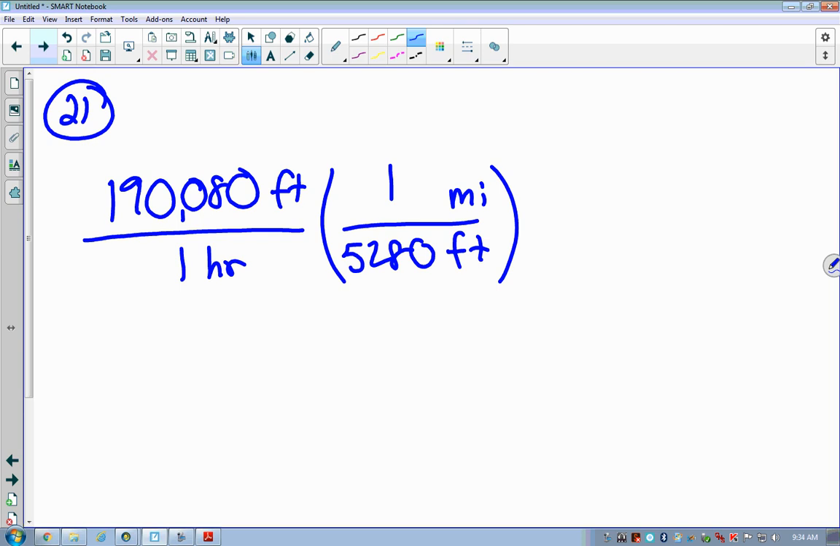So what am I ultimately going to end up doing here? Dividing 190,080 divided by 5,280. This is going to be in miles per 1 hour. What does my number come out to? 36 miles per hour.